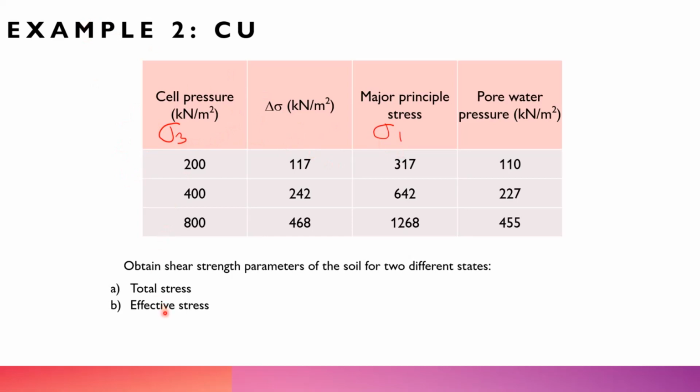But when it comes to effective stress, remember, effective stress, which is sigma prime, means that the total stress has to be minus the water pressure. So whatever value from cell pressure and major principal stress here, you have to first minus the U value here for each of them to find out what are sigma 3 prime and also sigma 1 prime.